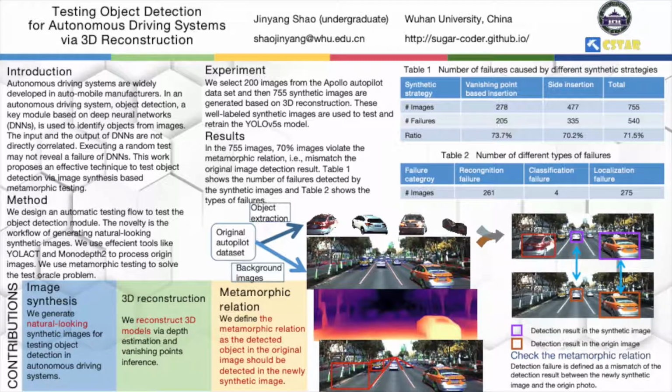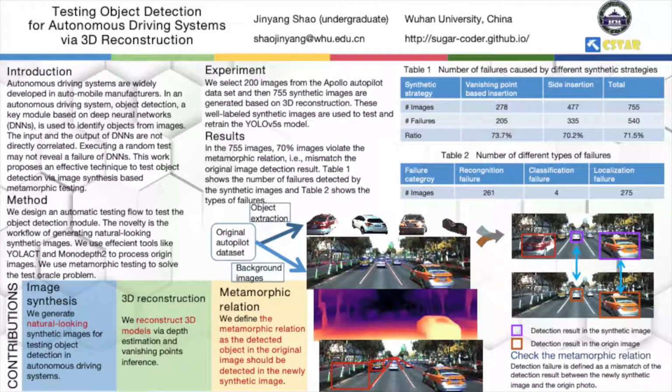In our experiment, we used 200 images from the original Apollo dataset to generate 755 synthesis images. We use both vanishing point-based insertion and side insertion as comparison. Then we use the synthesis images to test the YOLO version 5 small model. After comparing the detection results in the original images and the synthesis images, we can evaluate the detection accuracy.